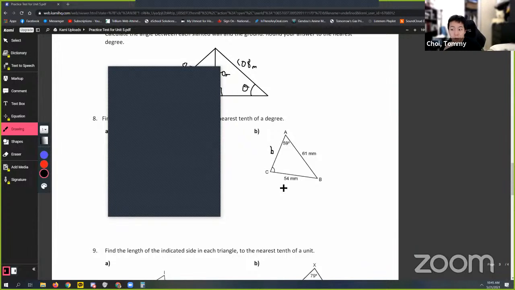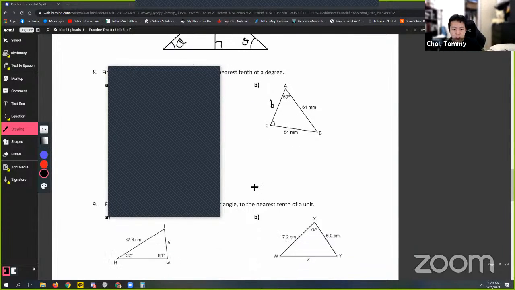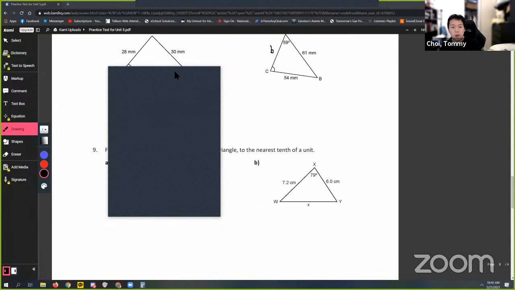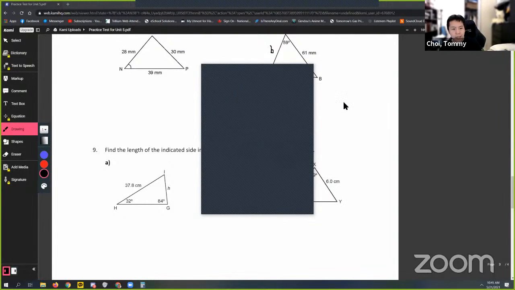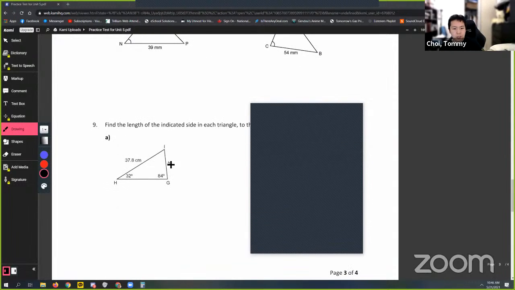The only incorrect answer would be SOHCAHTOA. That's the only one that is 100% not okay. All right? So let's keep going here. See how helpful this is, right? As we go through this. Let's relaunch. 9a. It's asking you to solve for side H: sine law, cosine law, or SOHCAHTOA?